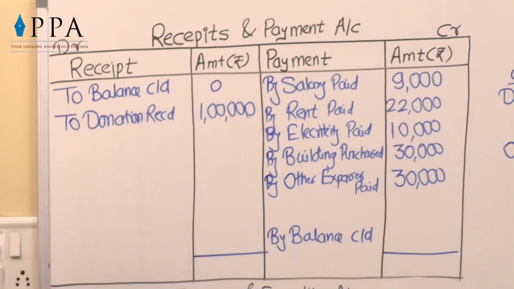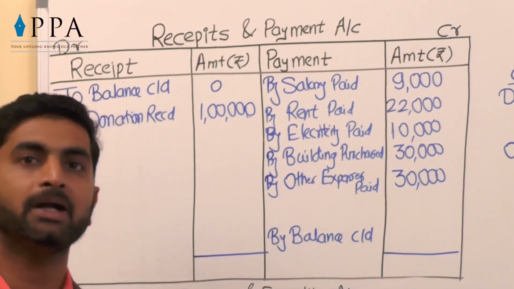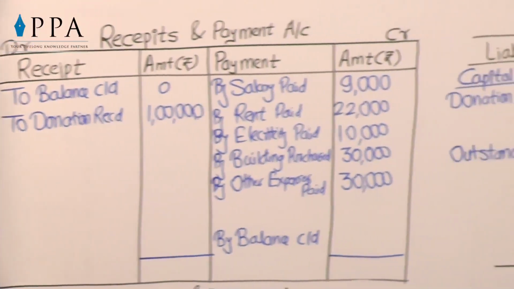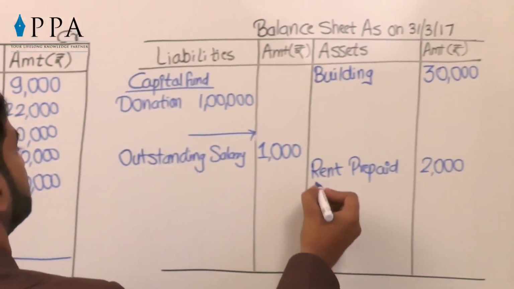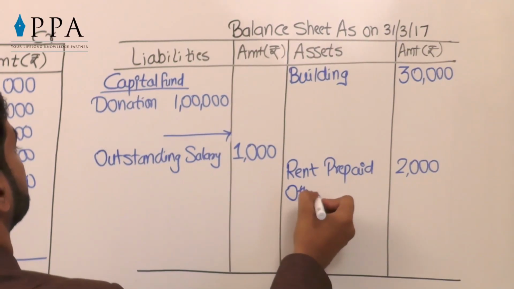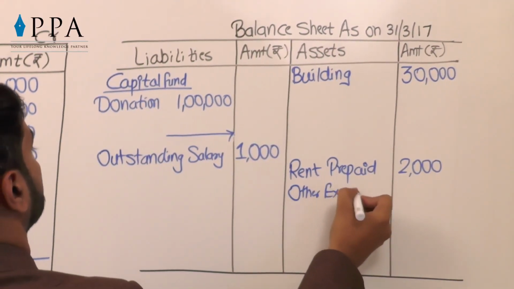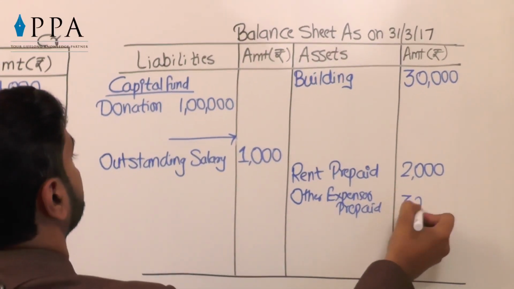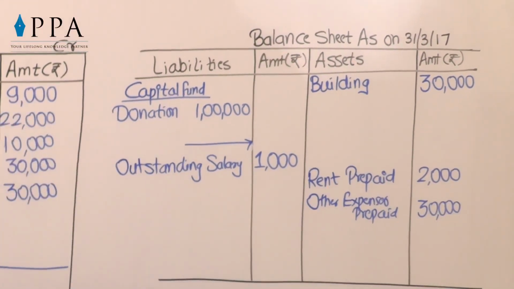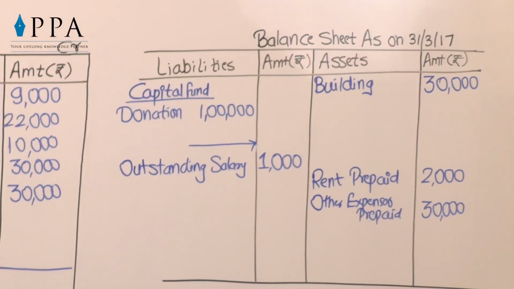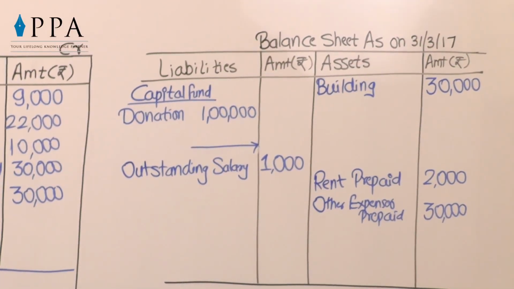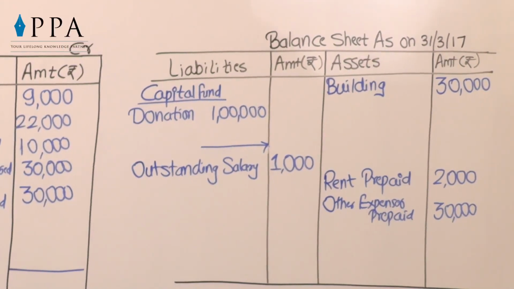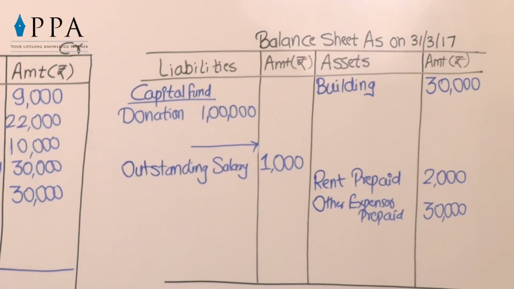Second effect, as it was not liable to be paid immediately but we have paid, means it is paid in advance. So let's go to the asset side because it is paid in advance. So other expenses prepaid 30,000. It was not current year's expense, so we have to make it 30,000 paid in advance. So this was all about the expense side and payment side we have completed. Now let's move towards the receipt side also.